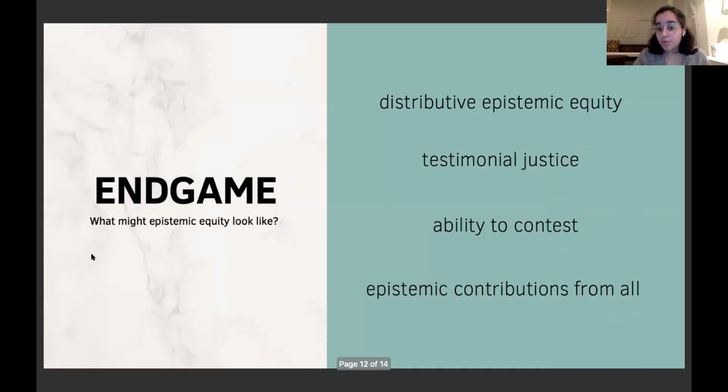So after all this, what might epistemic equity look like? Well, distributive epistemic justice would be the fair distribution of epistemic goods like information and education. Testimonial justice will be when the speaker no longer receives a deficit of credibility owing to the operation of prejudice in the hearer's judgment. That is, that which is different from dominant discourse will no longer be considered inherently lacking or secondary. The ability to contest with appropriate forums to do so, and epistemic contributions from all. Ultimately, methodological integrity owing to the well-informed narratives and self-examination of individuals and communities.